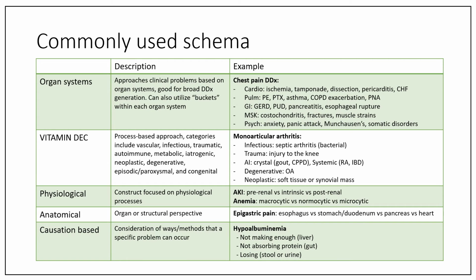The fourth schema is anatomical. So this is a consideration of different ways that organs or structures can cause a disease. The example I have listed is epigastric pain. So we can look at esophageal versus gastric or duodenal versus pancreatic versus cardiac causes of epigastric pain. Finally, on this slide, I have listed causation-based. So this is a consideration of ways that a specific problem can occur. A good example is hypoalbuminemia. So the liver could not be making enough, the gut could be not absorbing enough, or we could be losing protein into the stool or urine.